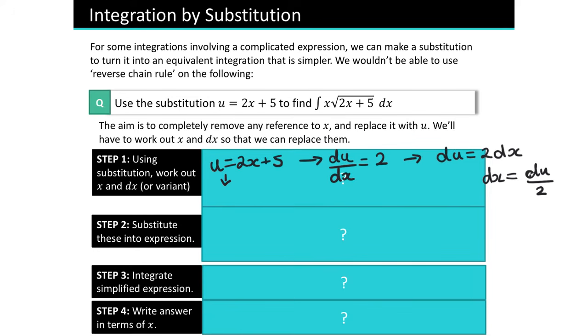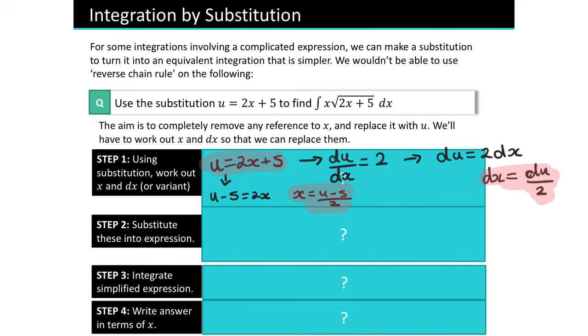Now, the second rearranging is we're going to rearrange u to get x equals. So I'm going to have u minus 5 equals 2x. So what does x equal? This equals u minus 5 over 2. So now we have a clear thing for what we have. We have our substitution. We've rearranged it to get x. We've differentiated and then rearranged the differential. Everyone happy with this?